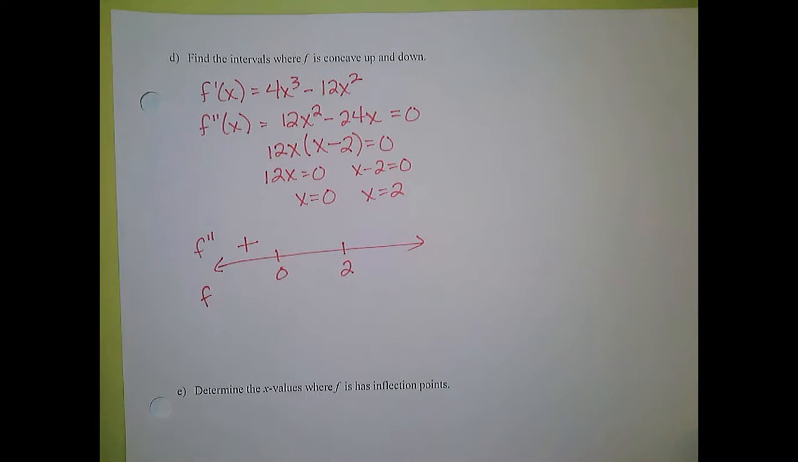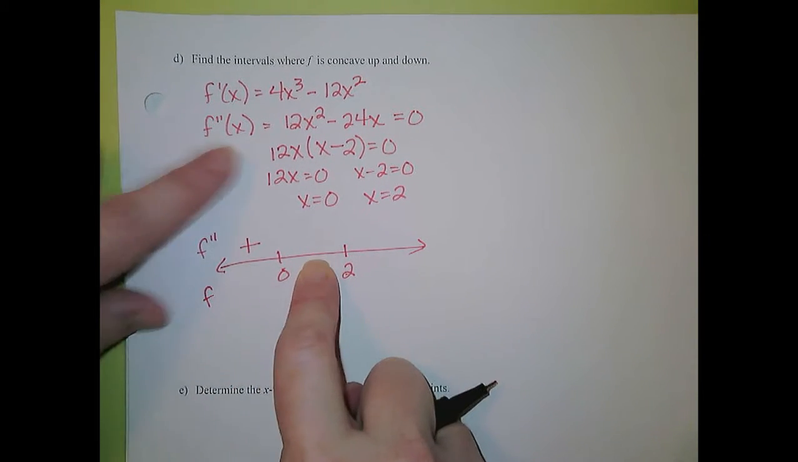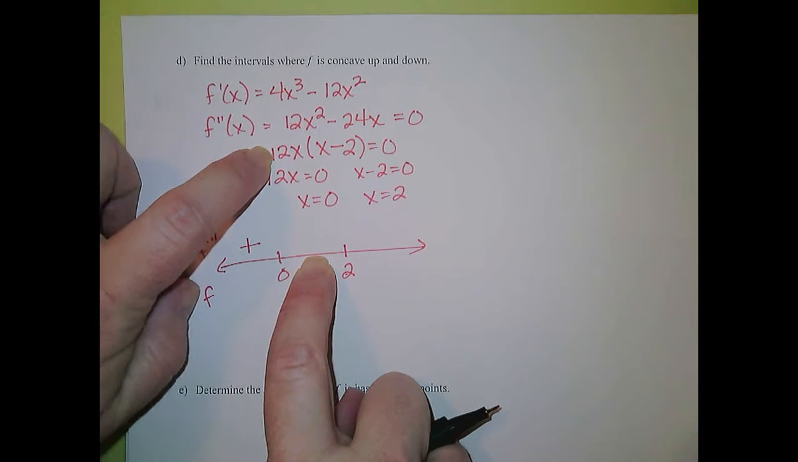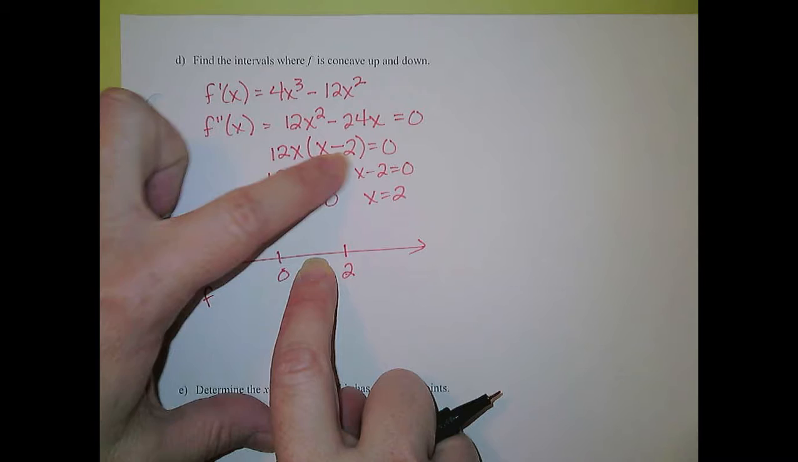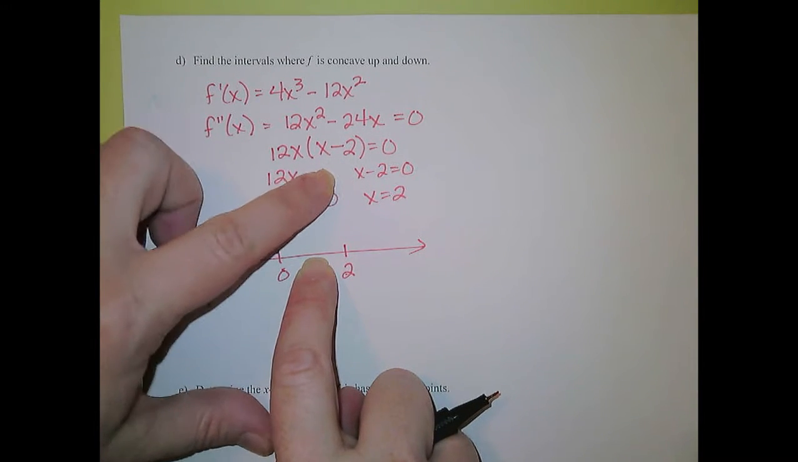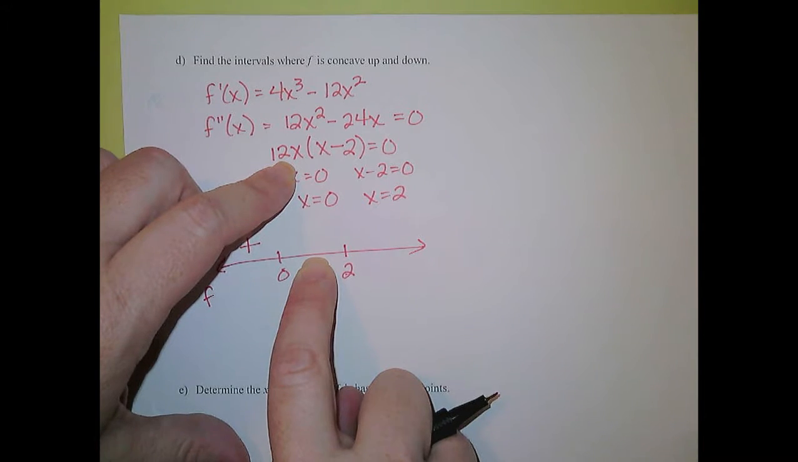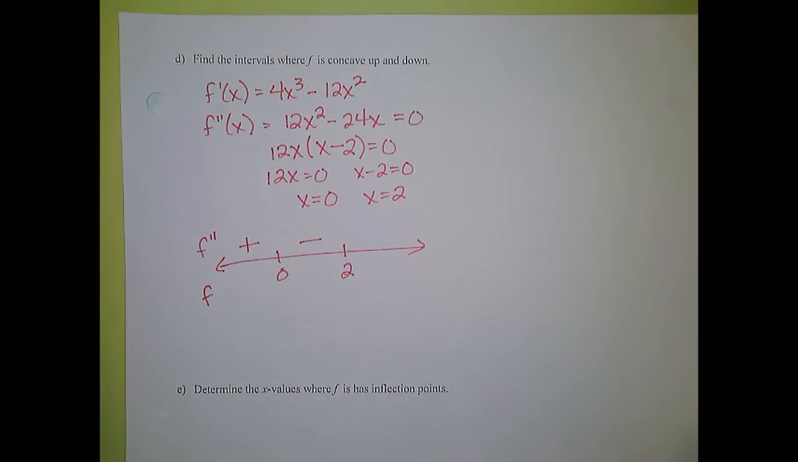If I plug in a value that's between 0 and 2, say like 1, then 12 times that value is going to be positive. 12 times a positive number would be positive. But if I put in something less than 2, like 1, then when I subtract 2, I'm going to get a negative value. So now I have a positive factor times a negative factor. It's going to give me a negative product.